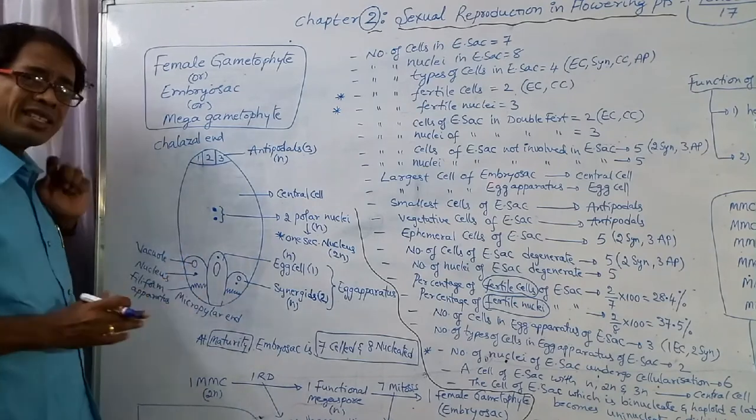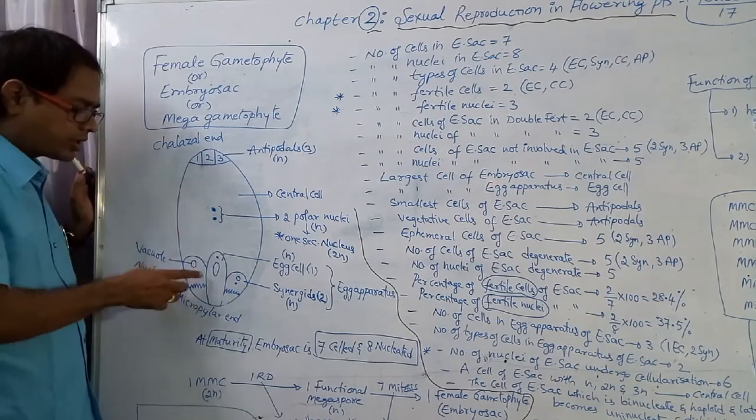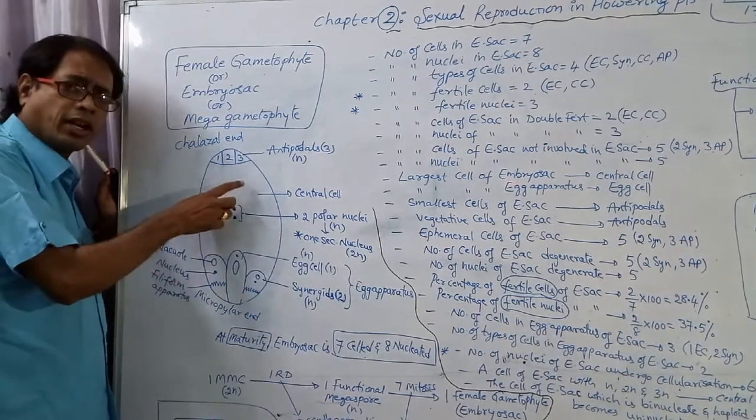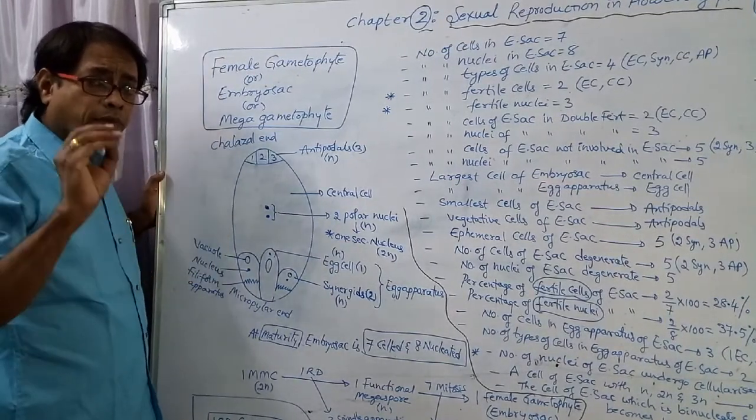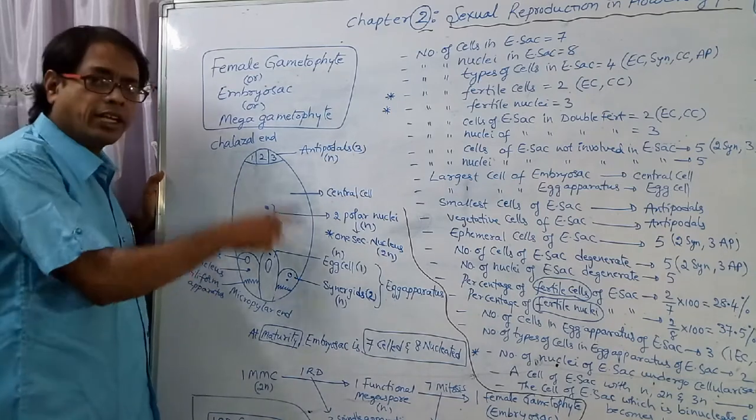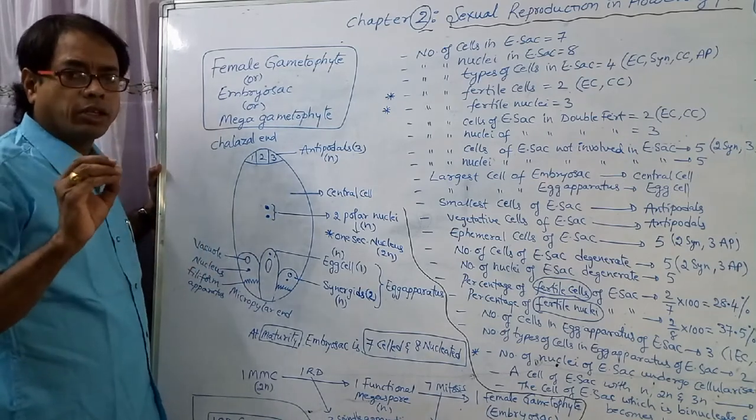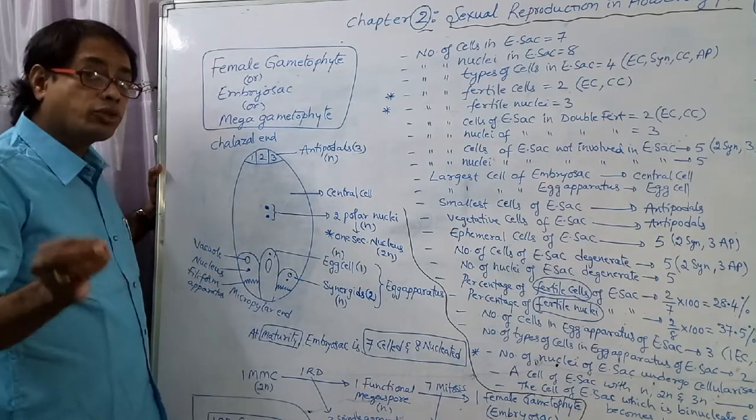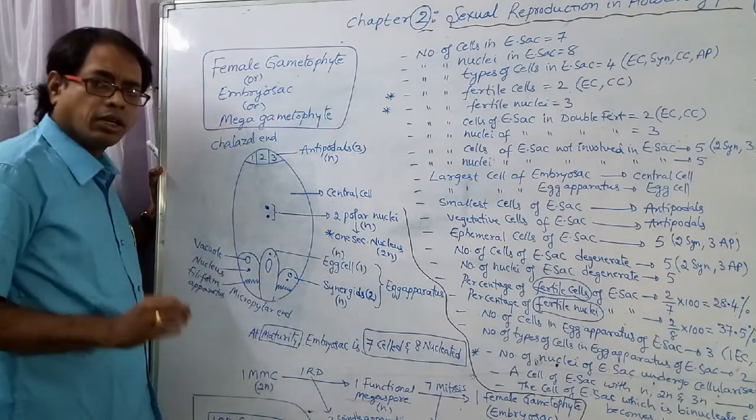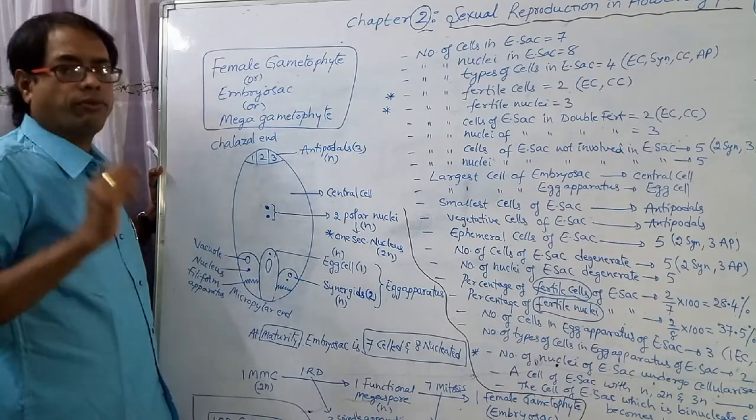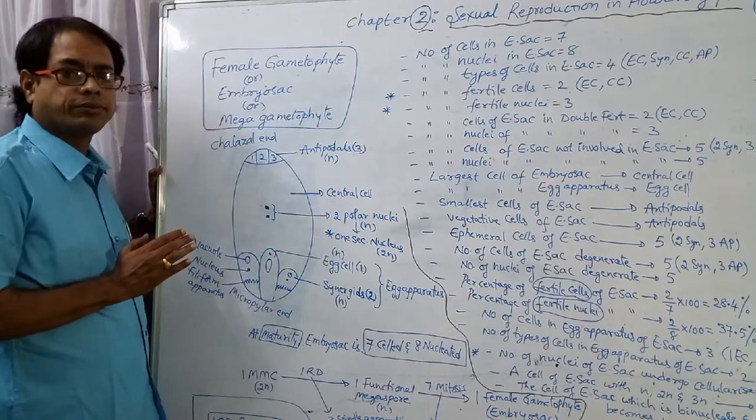So in total, how many cells are in the embryo sac? 7 cells. 3 plus 3, and this entire thing is 1 cell, the central cell. Number of cells in the embryo sac, 7. Number of nuclei in the embryo sac, 8: 3 plus 3 plus 2. So at maturity, the mature embryo sac has 7 cells and 8 nuclei. Maturity means before the formation of the secondary nucleus.